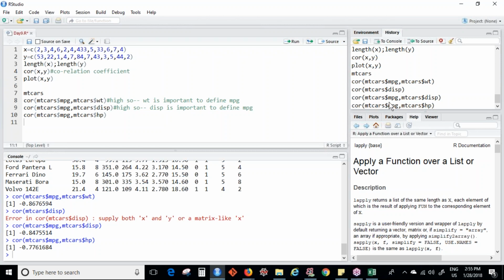Niranjan is asking, can't we see the correlation between all columns in a single go? No, we can see. But first let us see it one at a time. Then I will show you all together. So horsepower is also important to define.